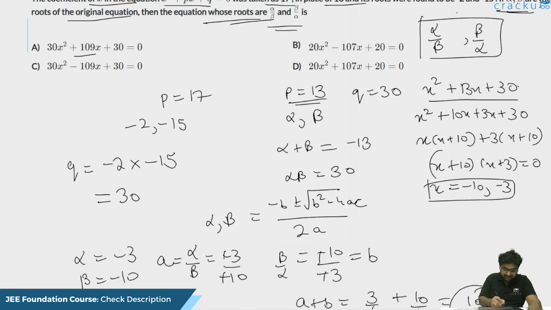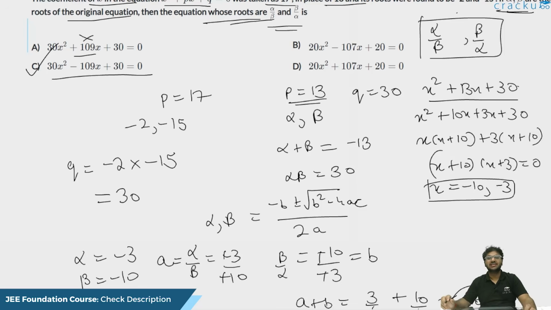So 30x square minus 109x plus 30 equal to 0. Hence option C is the correct answer.